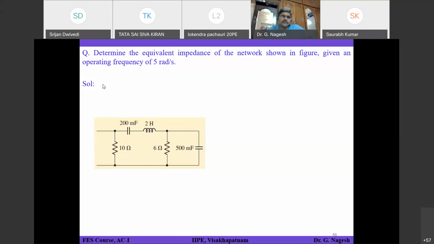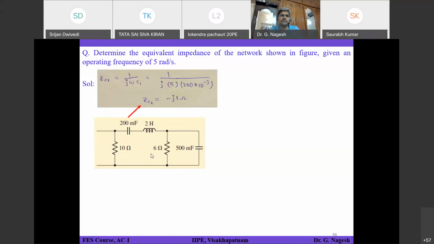For the 2 Henry inductor, it will be j into omega into L. First I will calculate the capacitive reactance: 1 by j omega C1, so 1 by j into 5 into 200 into 10 power minus 3. So you have got minus j1. Always remember, never forget this minus sign for your capacitor. If you forget that, your end result will be wrong. For a capacitor, always keep that minus sign. Calculate it properly, and if you are getting minus, please place it minus.